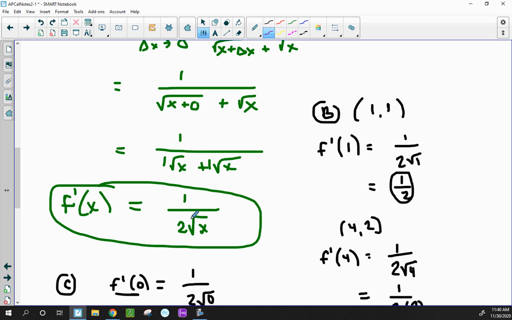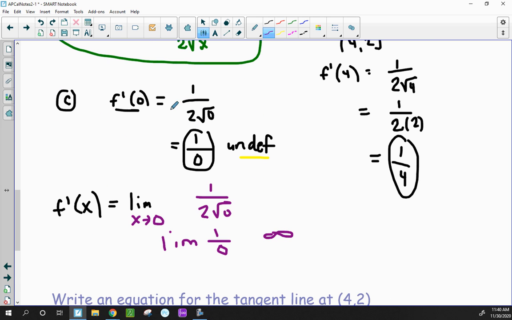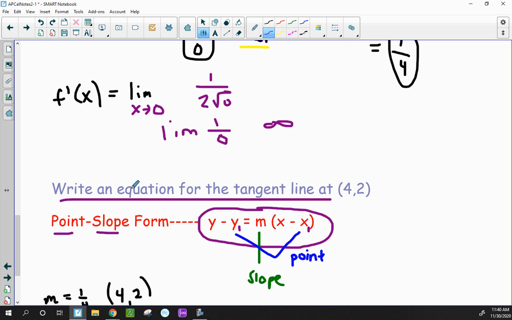Then they'll probably ask you about a specific point. Okay, so if this is the general definition for slope, well, what's the slope going to be when x is 1? What's the slope going to be when x is 4? Maybe what's the slope going to be when x is 0? They'll ask you questions about that, and then possibly about the equation.